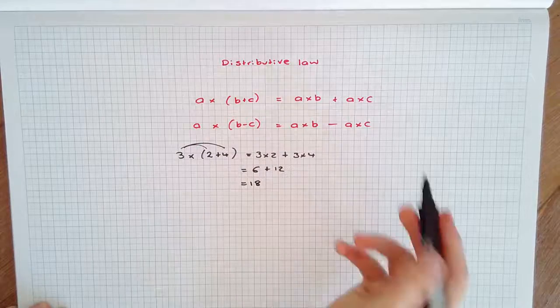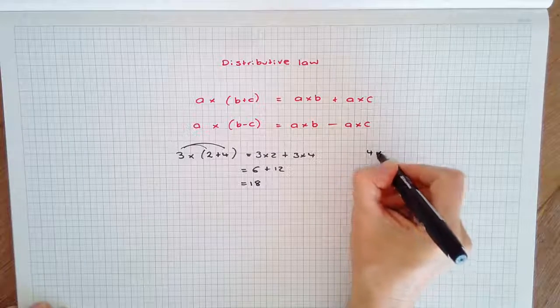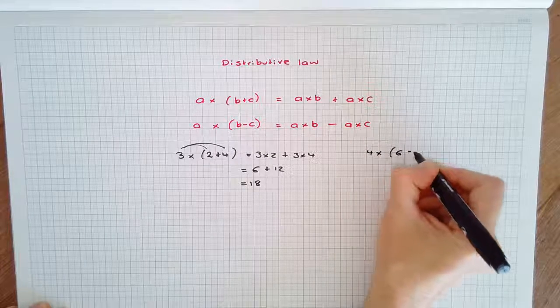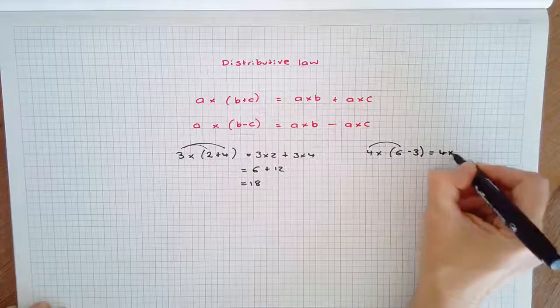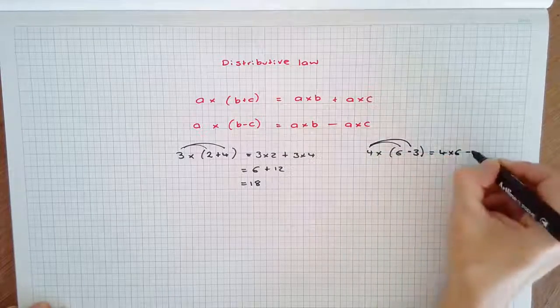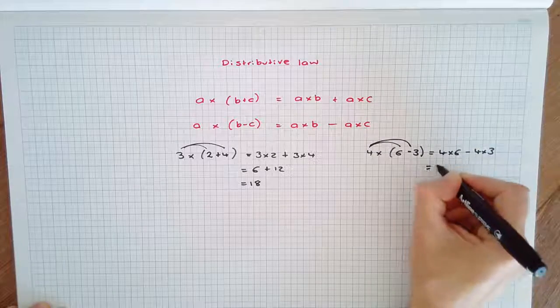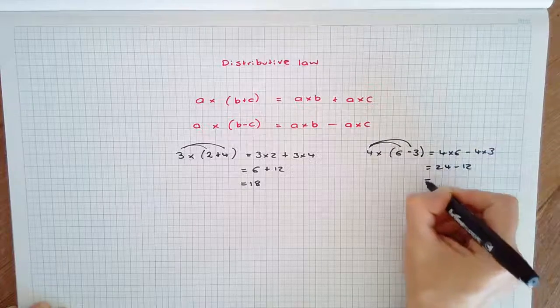Now let's have a look at a difference. For instance, 4 times bracket 6 minus 3. It's the same as going 4 times 6 minus 4 times 3. We get 24, take away 12, which is 12.